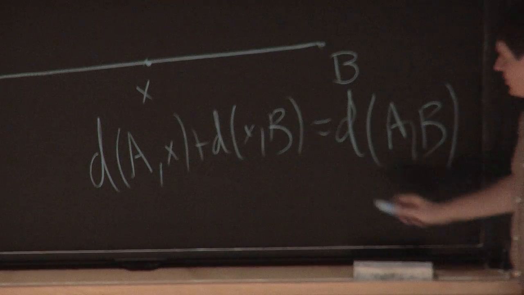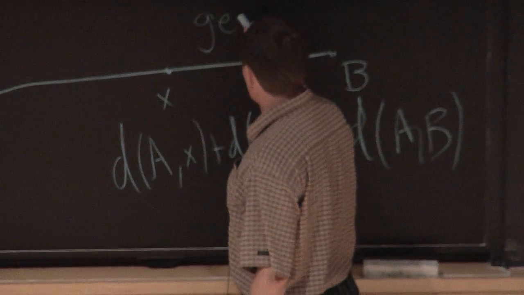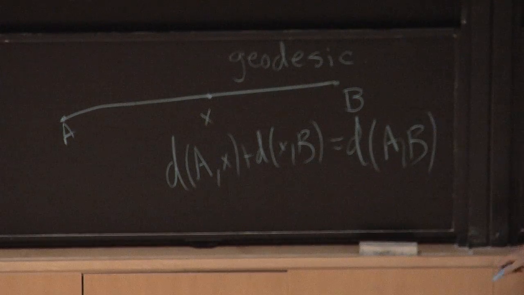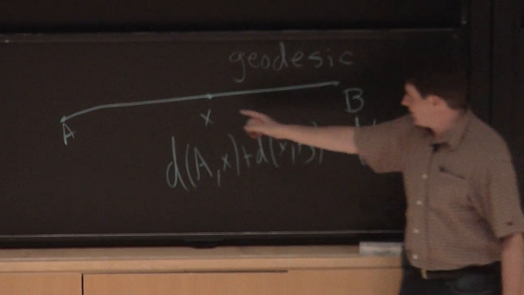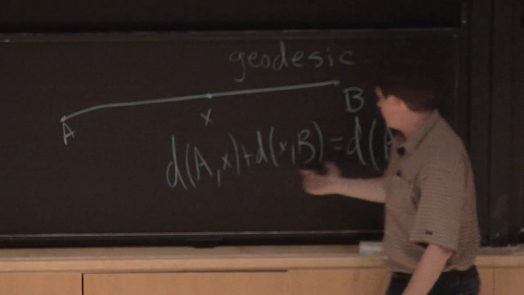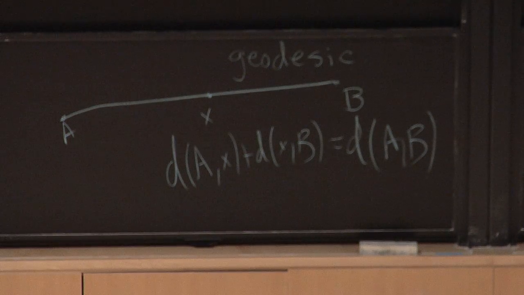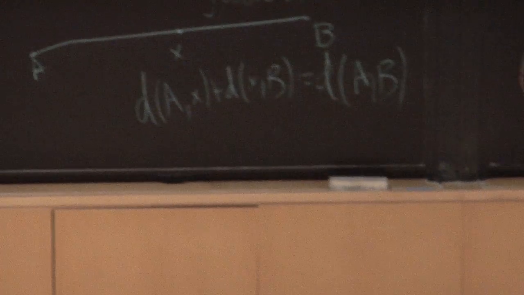So this is a geodesic. It's a map of an interval with endpoints A and B that satisfies this property, right? It's clear that x is sort of in between A and B in this sense. It's the triangle inequality. Your triangle is degenerate to a line. Okay, so a geodesic metric space has the property that any 2 points are connected by a geodesic.